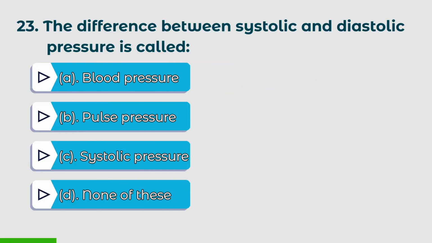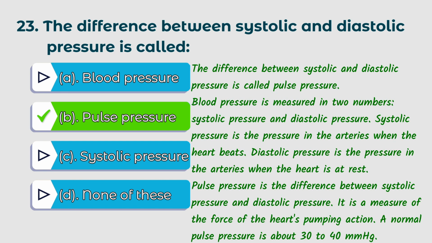23rd question. The difference between systolic and diastolic pressure is called: options A. Blood pressure, B. Pulse pressure, C. Systolic pressure, D. None of these. The right answer is B. Pulse pressure. The difference between systolic and diastolic pressure is called pulse pressure.